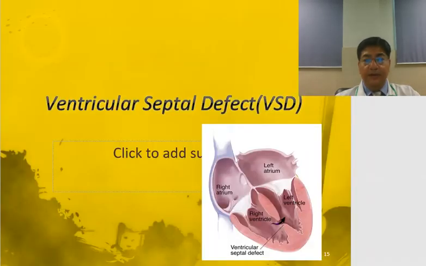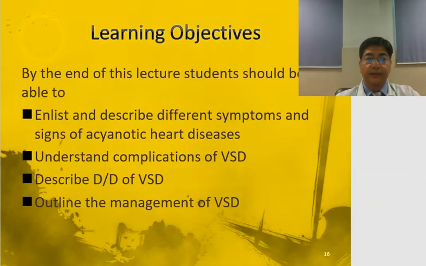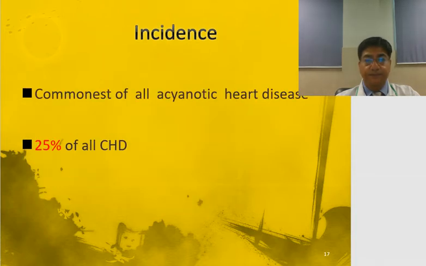The most common defect in the acyanotic heart issues is the ventricular septal defect, and the learning objective will be how we can appreciate the clinical presentations of VSD, how we can differentiate it from other disorders, and what will be the management. This is the most common acyanotic heart issue, and 25 to 30% of the time the congenital heart issue is due to ventricular septal defect.